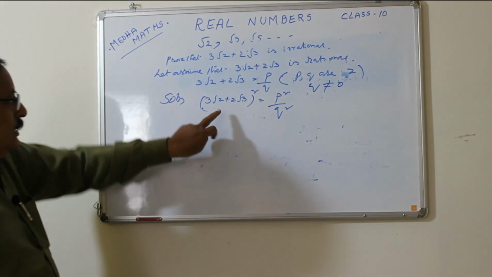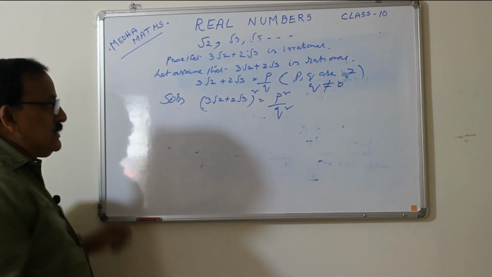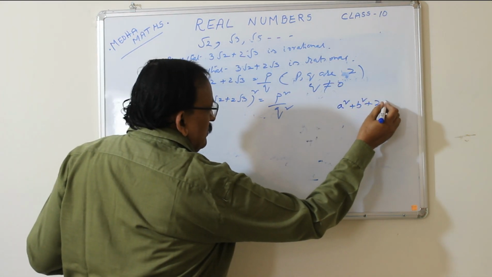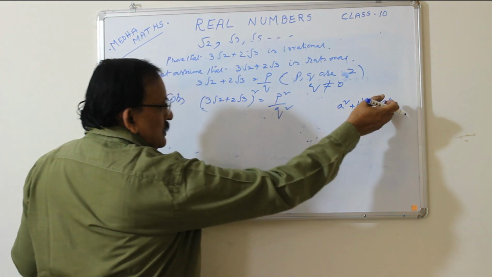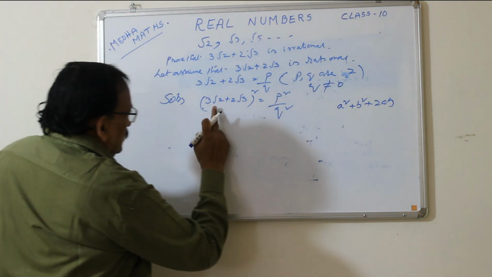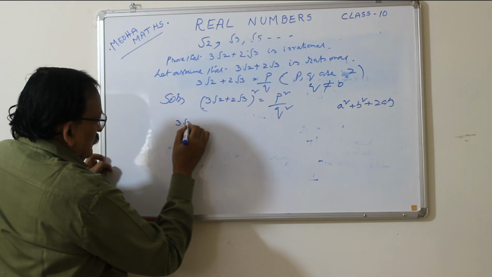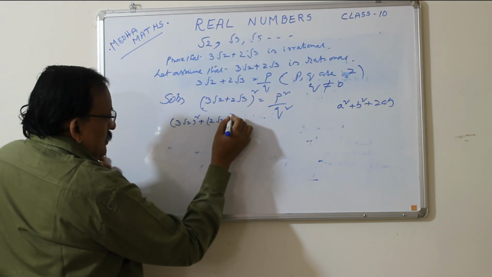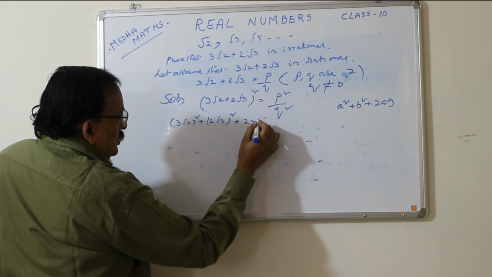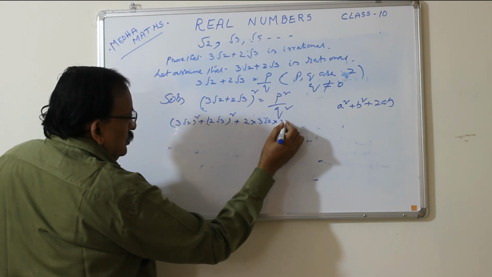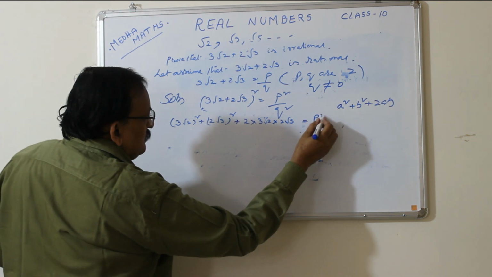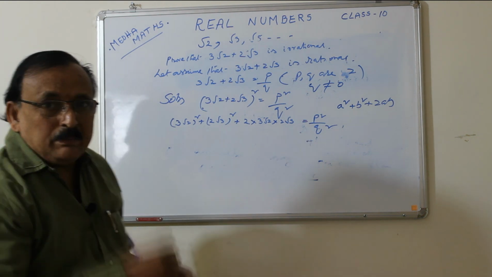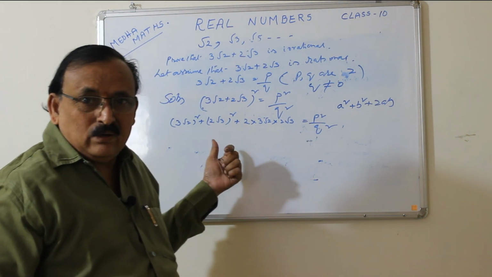Now expand (a + b)². Our formula is (a + b)² = a² + b² + 2ab, or a² + 2ab + b². Like this: (3√2)² + (2√3)² + 2 × 3√2 × 2√3 = p²/q². The calculation part is very important here, and many people will make mistakes here.